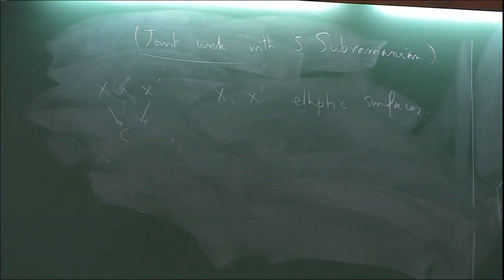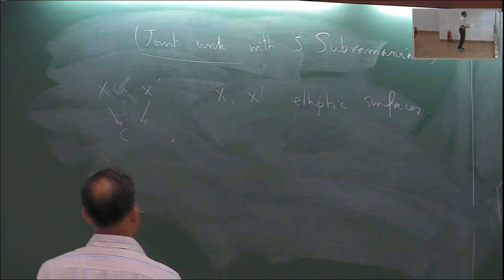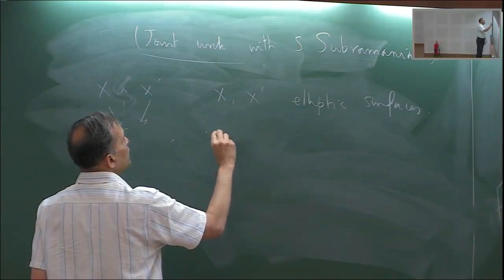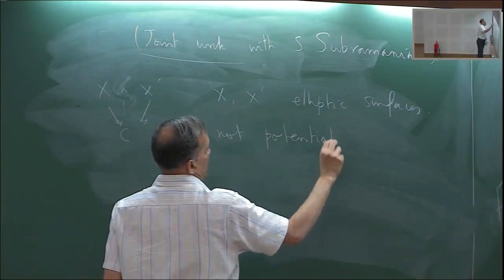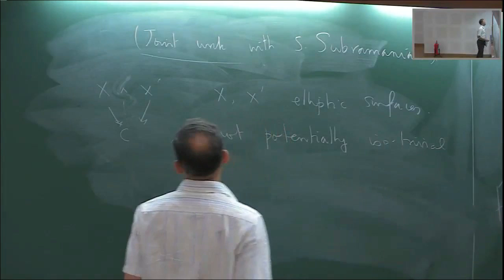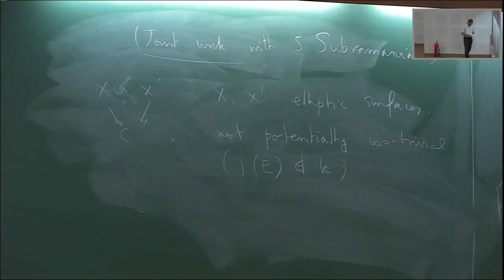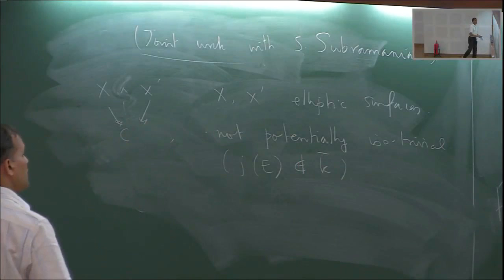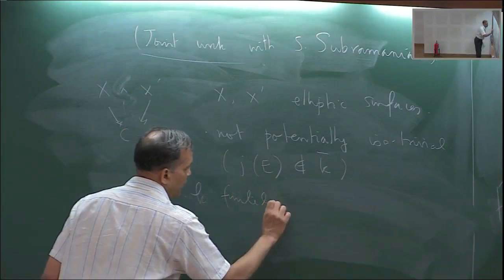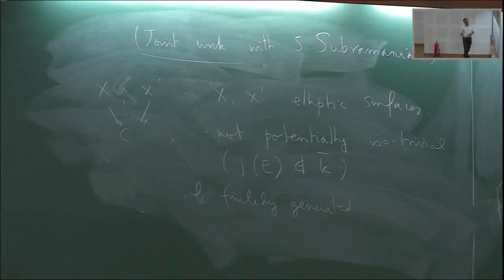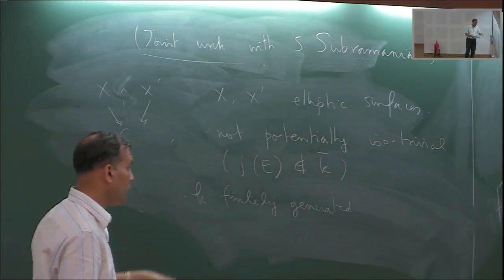I forgot to mention one important assumption on the elliptic surface. As I said, of course, it has a section. I want to say that these are not potentially isotrivial. Basically, this means that the J invariant of E, the generic fiber, does not belong to K bar. It's not algebraic. So K is finitely generated over its base field, over its prime field. I think I can extend it to arbitrary fields, at least of characteristic zero, maybe complex numbers, but I don't want to talk about it right now.